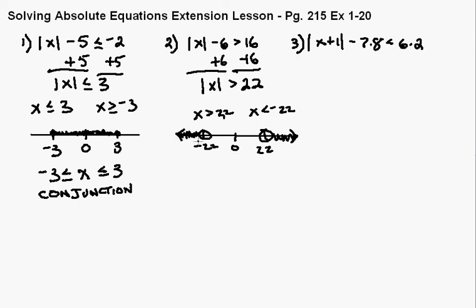Alright, so we would write x greater than 22, x less than negative 22. This is an OR, which is called a disjunction.